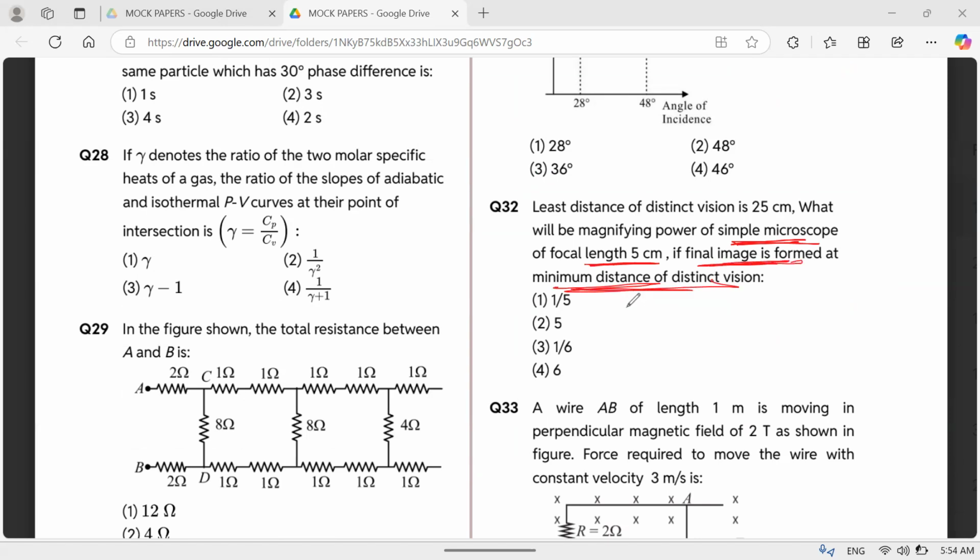For the minimum distance of distinct vision, the magnification formula I told you is 1 plus D divided by the focal length of the eyepiece. So it is 1 plus 25 divided by 5. 25 divided by 5 is 5, so 1 plus 5 is 6. Fourth option. Clear? Sure.